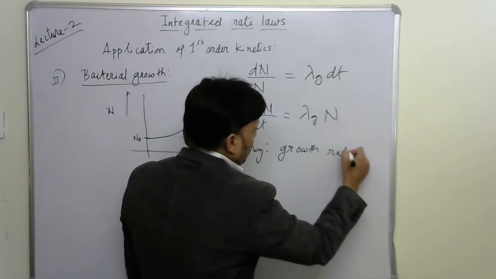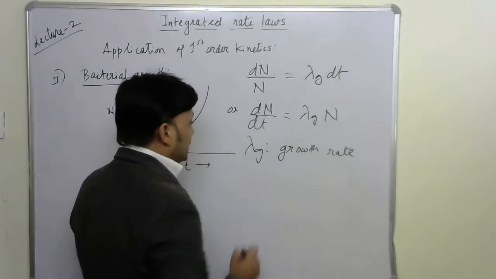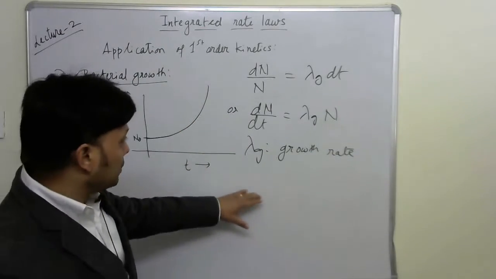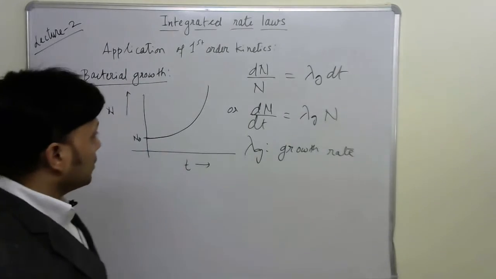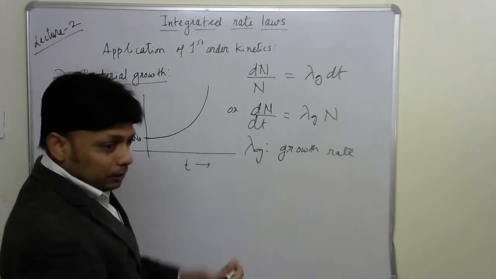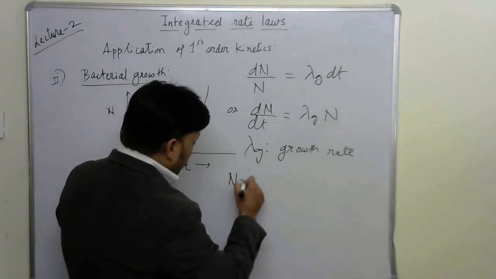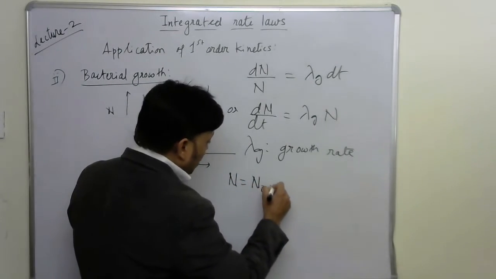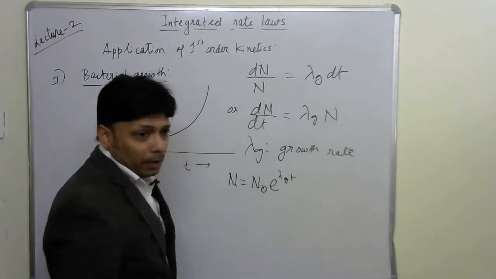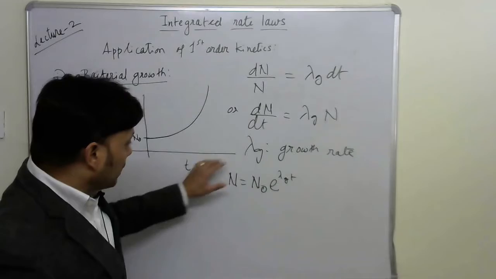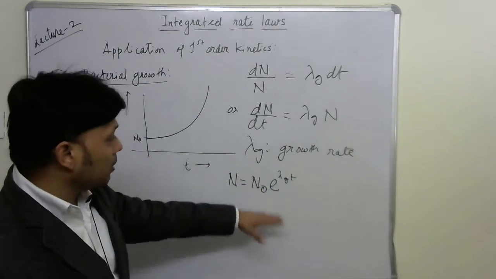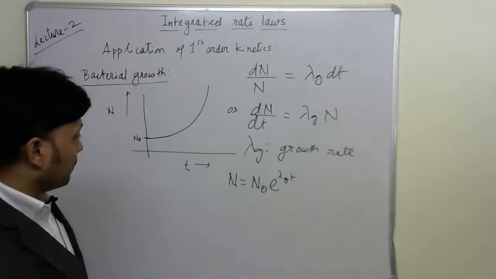So in the earlier case we represented lambda as the decay constant, but here it is just the opposite, so it is called the growth constant. Therefore, from this equation, if we integrate it, we can easily write N is equal to N naught e to the power lambda g multiplied by t. Notice that everything here is positive. We don't have a negative sign here because it represents growth.